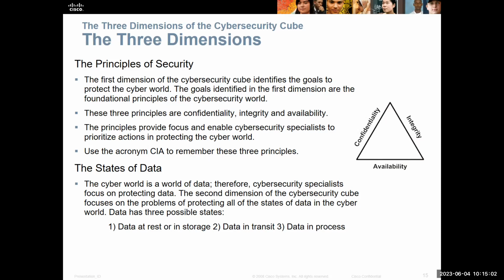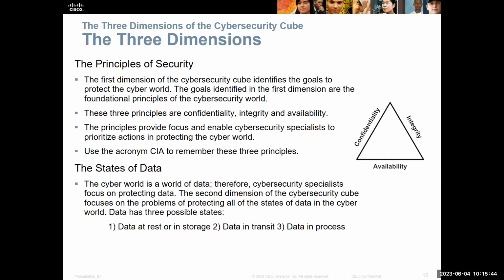So when you look at the CIA triad, confidentiality, availability, and integrity, this forms the fundamental background of cybersecurity. Hence, it is important for us to look at these 3 dimensions and how we can balance them together. The principles of cybersecurity, the first dimension of the cybersecurity cube, identify the goals to protect the cyber world. What are the goals of securing the cyber world? The goals identified in the first dimension are the foundational principles of the cybersecurity world, okay?